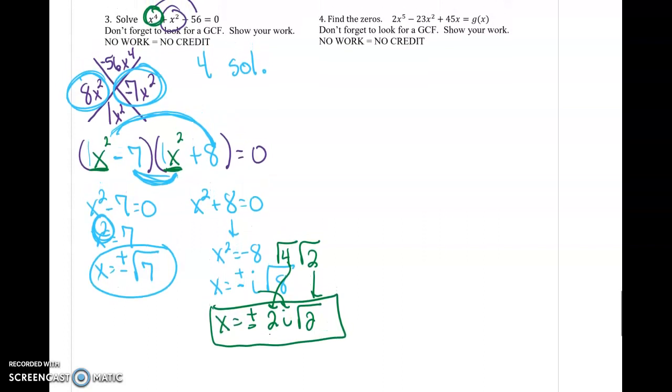All right, last problem. We're going to find the zeros. Again, I want to look for a GCF, and this time when looking at my problem, I do notice I can factor out a 2 and an x, so here it goes all the way over here. What's left is this.